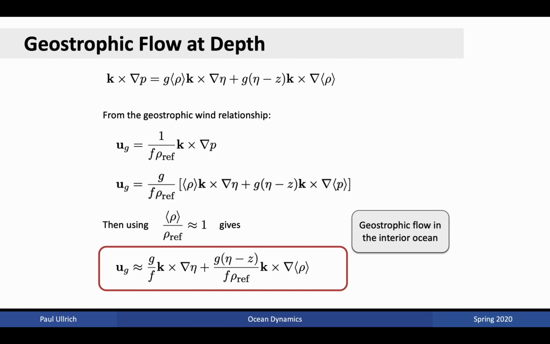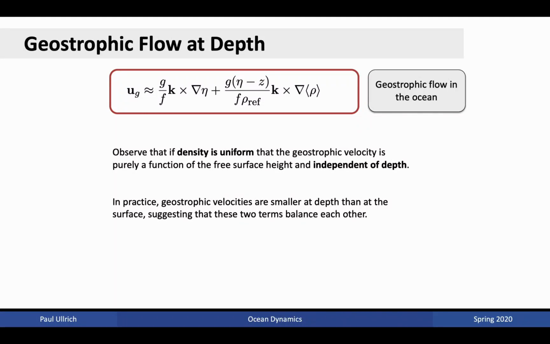This expression then provides an accurate estimate for geostrophic flow in the interior ocean, far below the near surface layer. Observe from this expression that if density was uniform, that is, if there were no horizontal gradients in the mean layer density, the geostrophic velocity would purely be a function of the free surface height and is actually independent of depth. This is not what we observe in reality, however. In practice, the geostrophic velocities are very small at depth. That is, flow tends to be very close to zero, as we saw before in our assumption of zero abyssal geostrophic velocities.